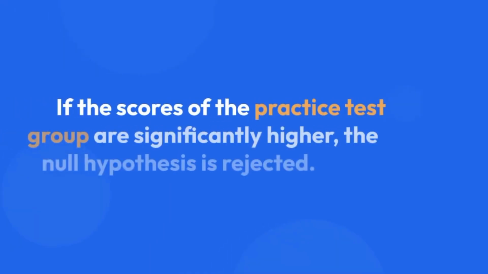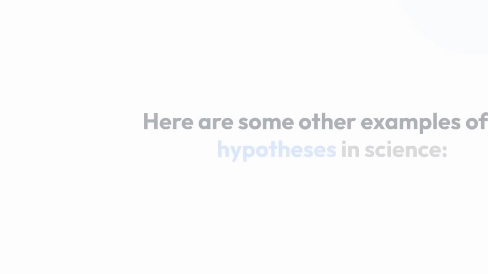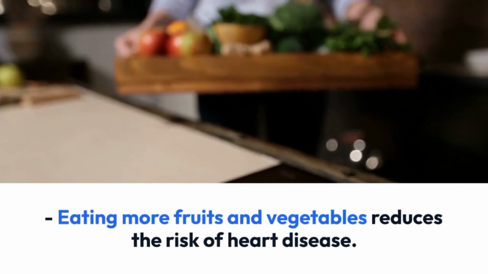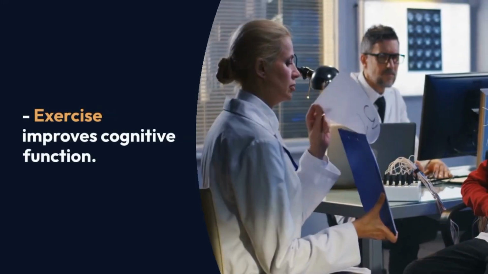To test this hypothesis, a researcher would collect data on the test scores of two groups of students, one group that took a practice test and one group that did not. If the average test scores of the group that took a practice test are significantly higher than the average test scores of the group that did not, the null hypothesis would be rejected and the alternative hypothesis would be supported.